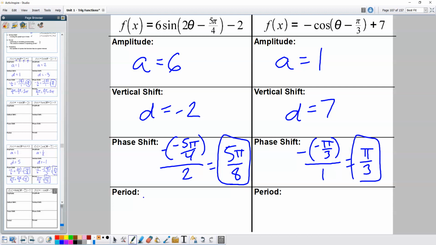Period over here is 2 pi over B. This is 2 pi over 2, which is just pi. And 2 pi over B, which is just 1 here, so just 2 pi.